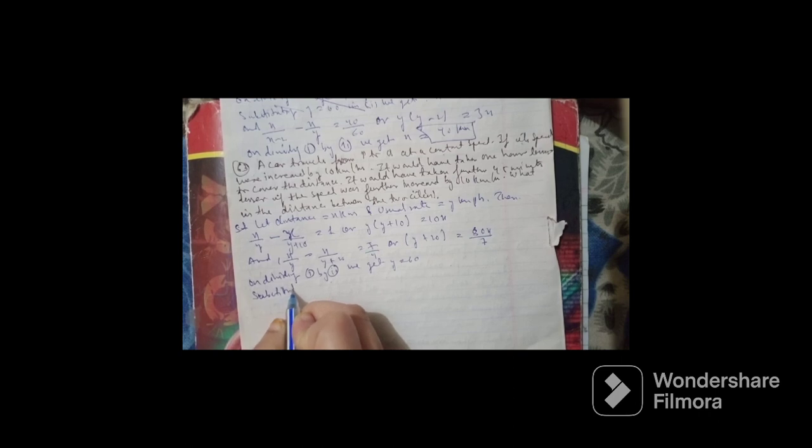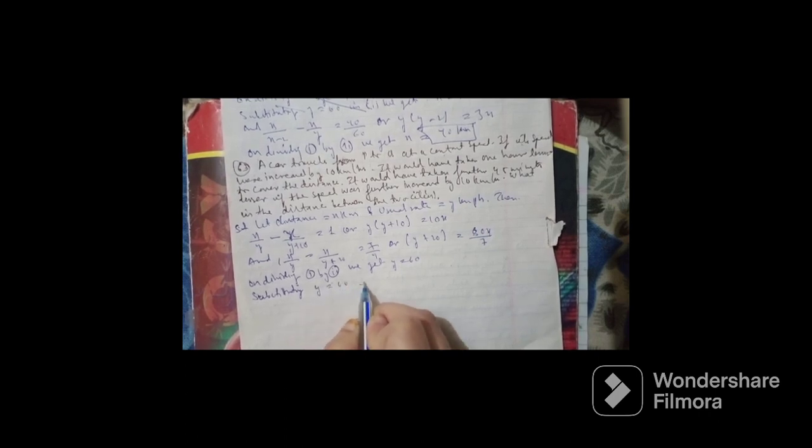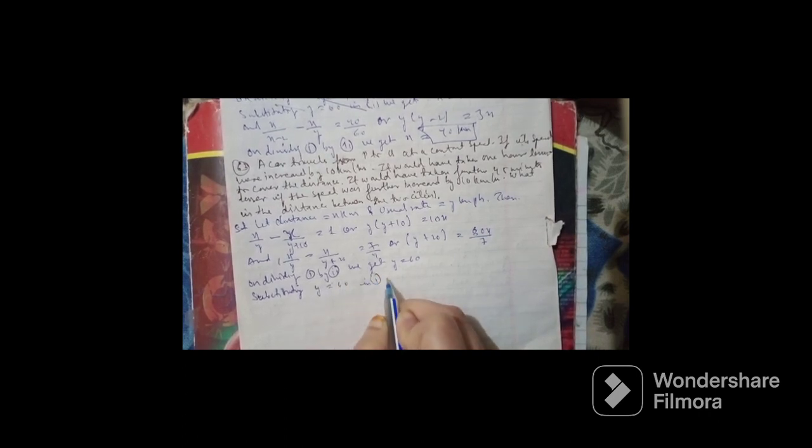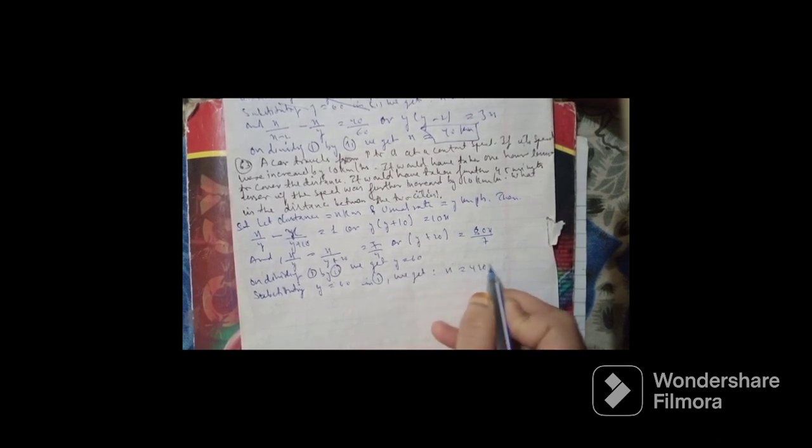On dividing 1 by 2, we get y equals 60. Substituting y equals 60 in 1, we get x equals 420 km.